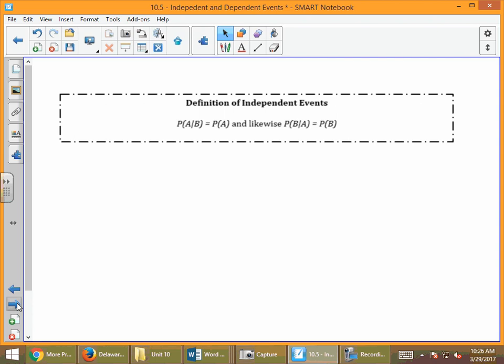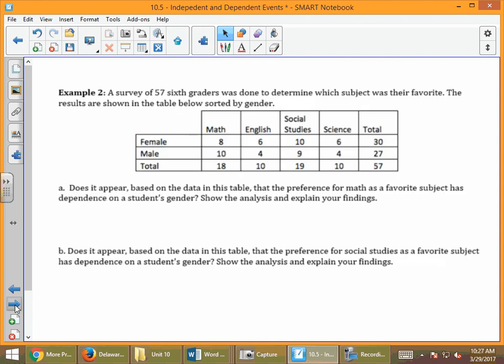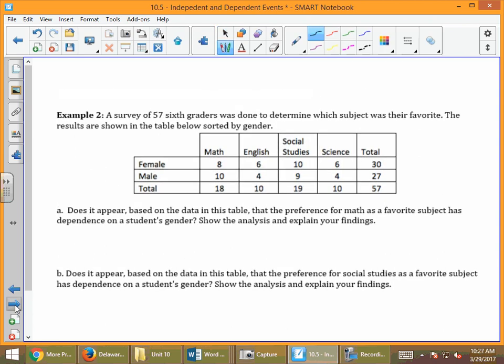Same thing if you flip-flop them. If B given A is the same thing as B, then it's independent. Okay? Nothing's changing. Nothing is affecting the other. We can take a look at this in a word problem. I'm going to go ahead and write it on the top.